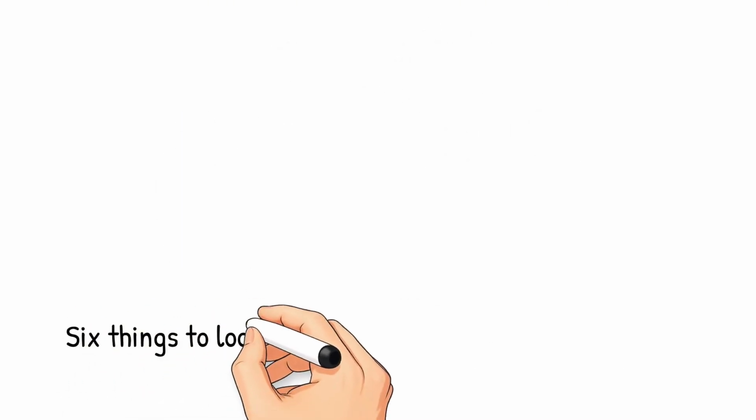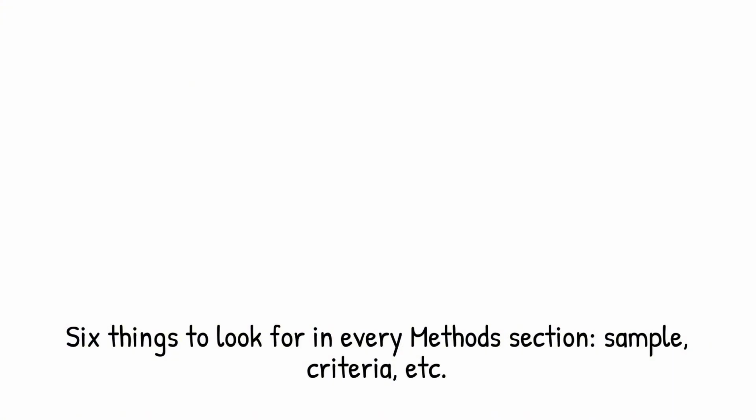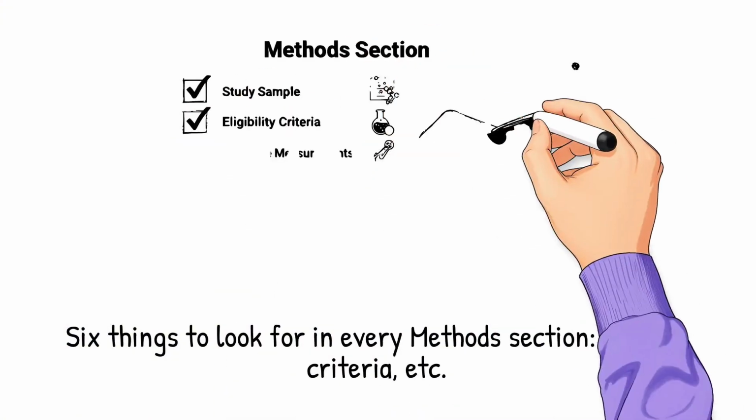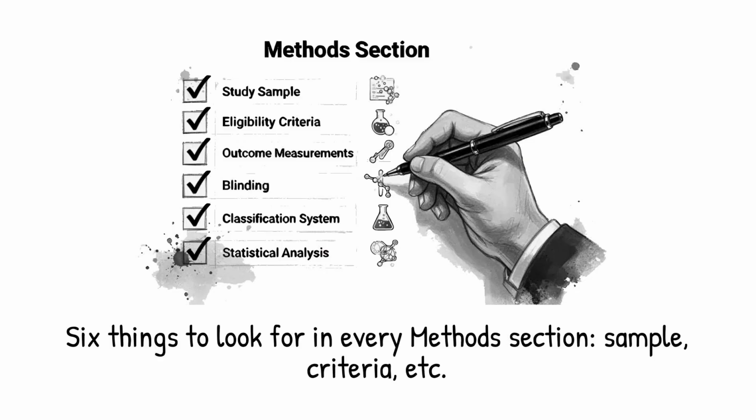There are 6 things you read for in any methods section: the study sample, the eligibility criteria, the outcome measurements, the blinding, the classification system, and the statistical analysis. We'll go through each one and then apply every single one to a real landmark implant study.